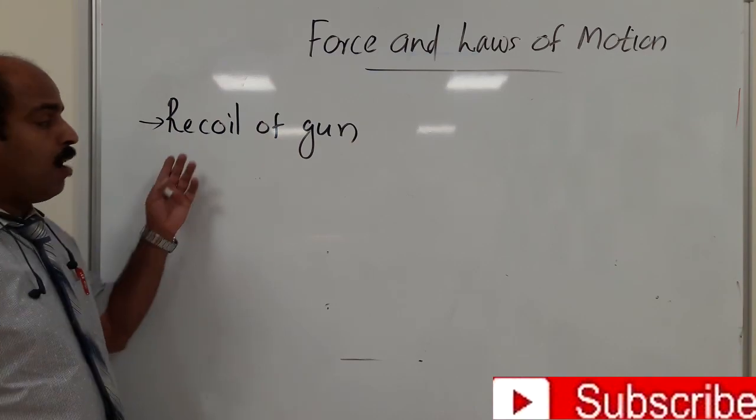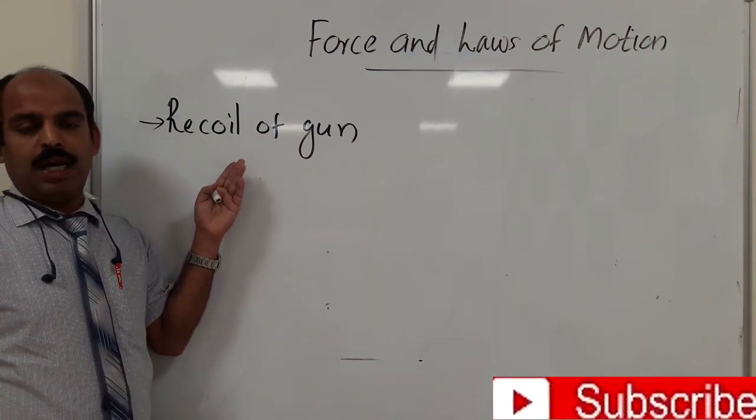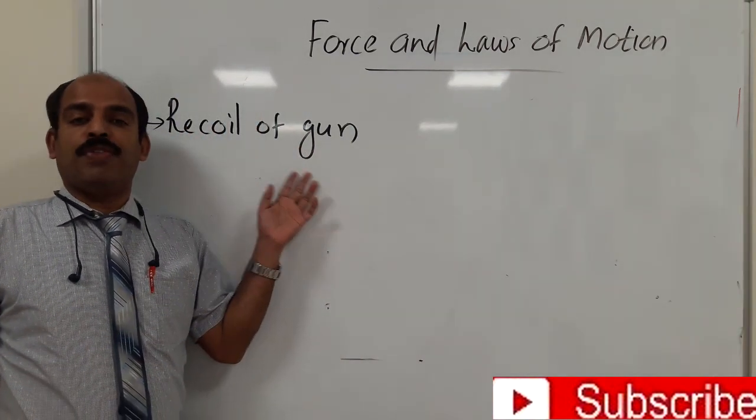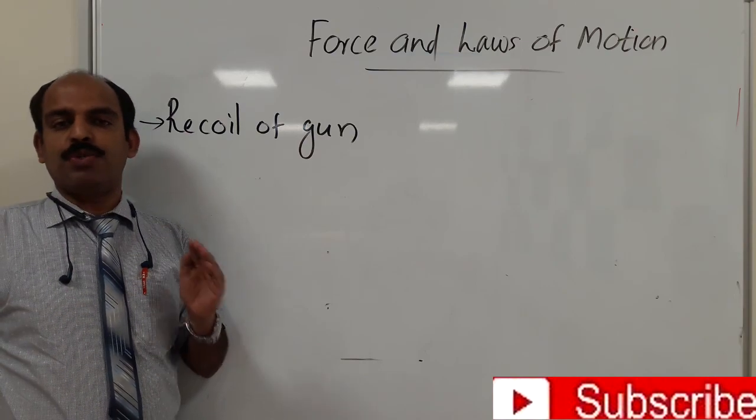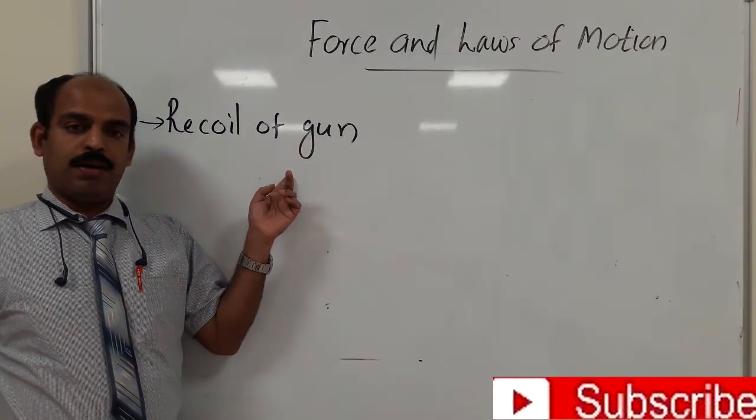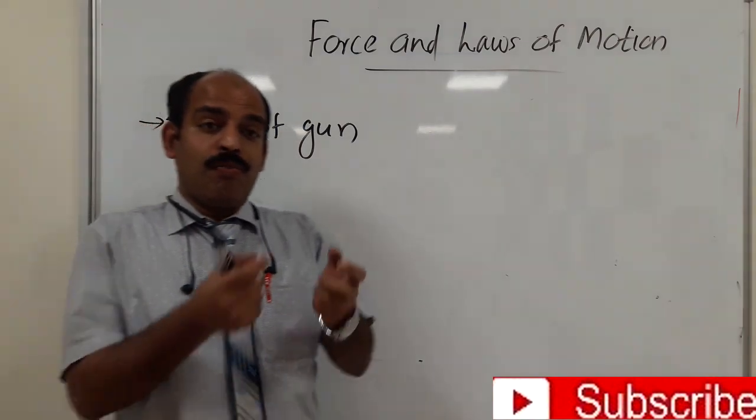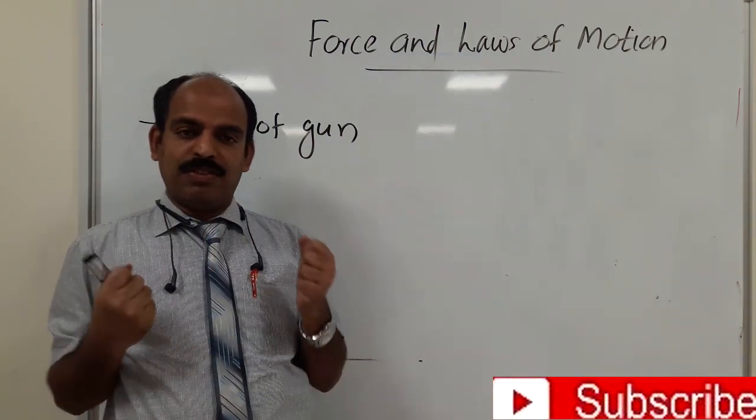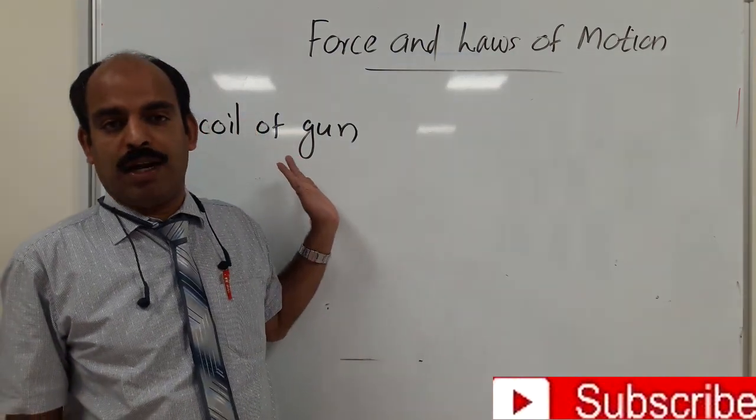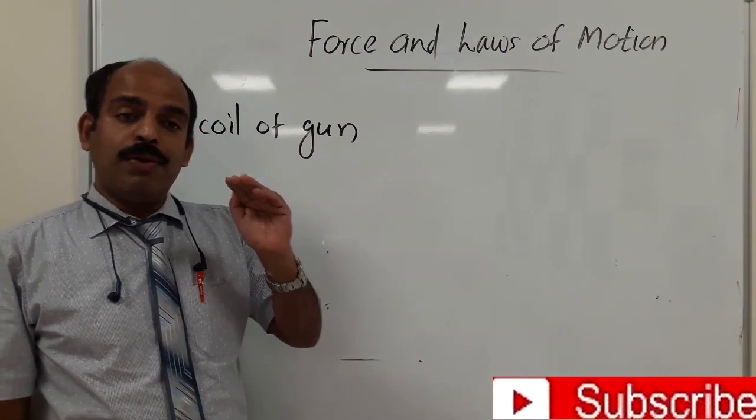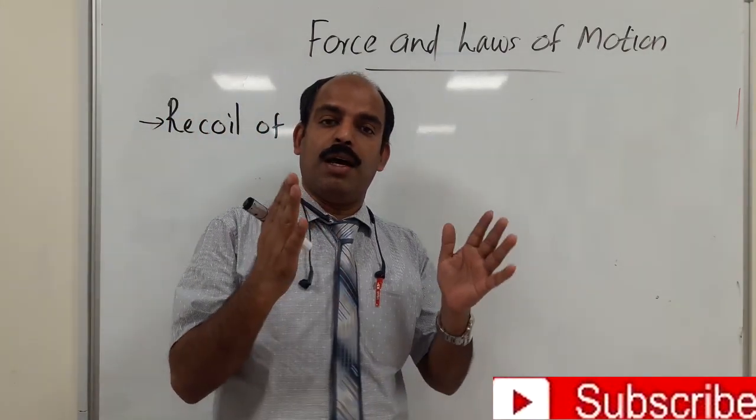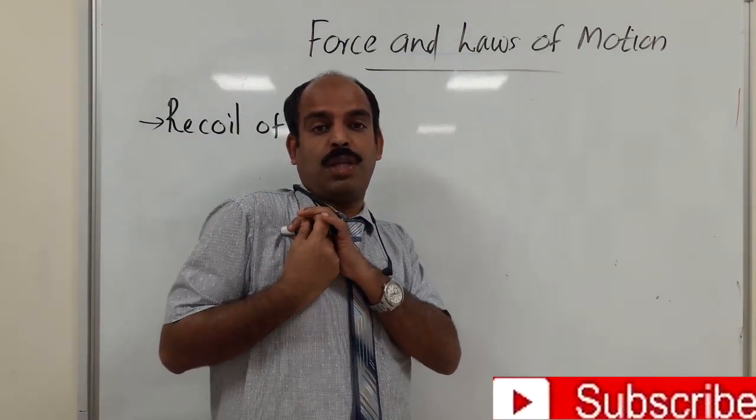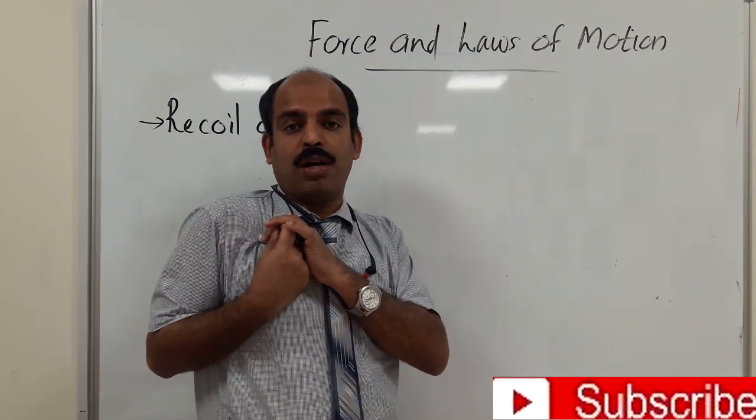Clear? Now we have recoil of gun. Have you heard about the recoil of gun? The backward movement of the gun during firing is known as recoil of gun. You might have noticed that when firing, the gun moves a little backward, that is what is called recoil of gun, right? And you might have noticed one more thing, that while firing, soldiers keep the heavy gun close to their shoulder, right?